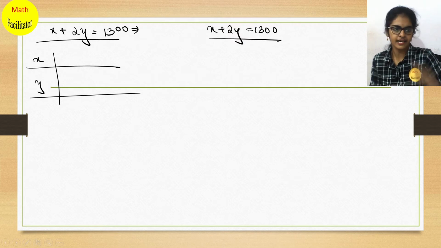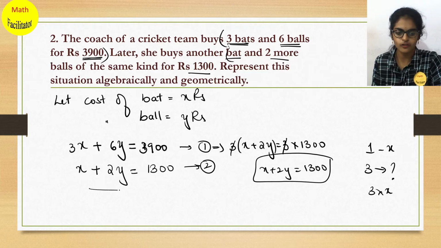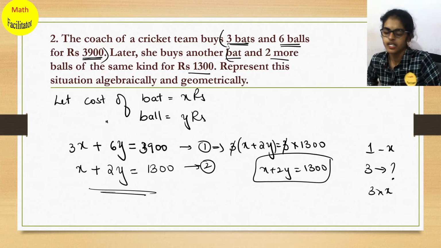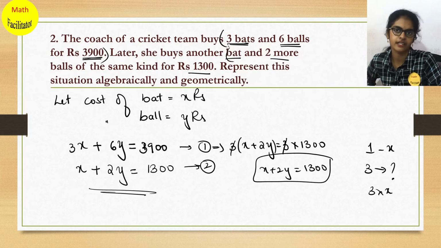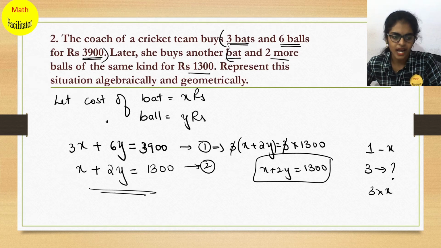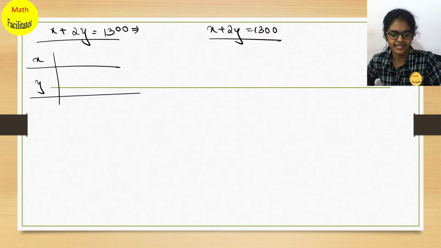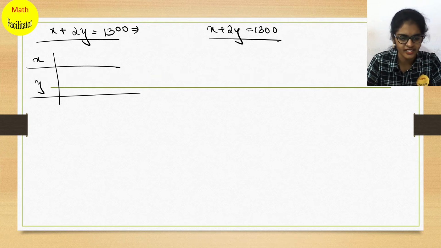Clear? And yes, x plus 2y is 1,300, and the next one is also x plus 2y is 1,300. So whenever you have same equations like this, that means they are actually representing which type of lines? Whenever you have equations like this, they are actually representing coincident lines. Yes or no? So you can actually have lines like coincident lines.